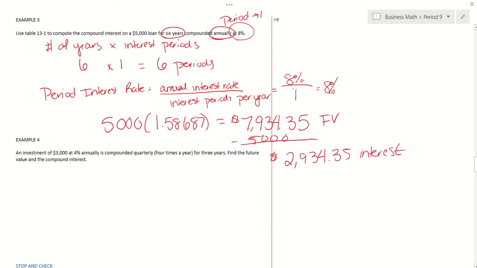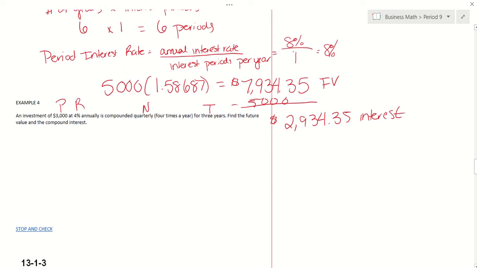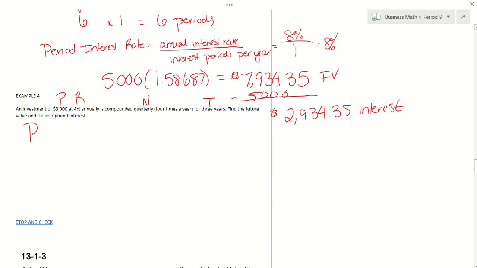Let's try it again. We have an investment of $3,000 at 4% annually, compounded quarterly. That means, think about quarters in a dollar, 4 times a year for 3 years. So we've got principal, we've got rate, we've got number of periods right here, and time right there. Find the future value. Always start off by finding your periods.